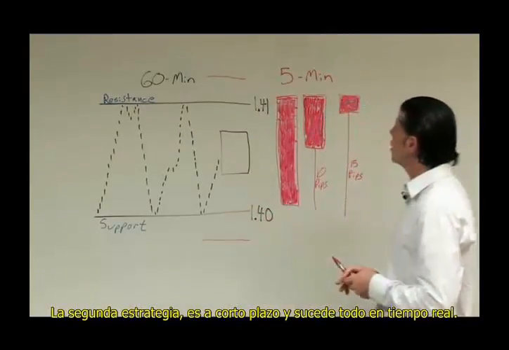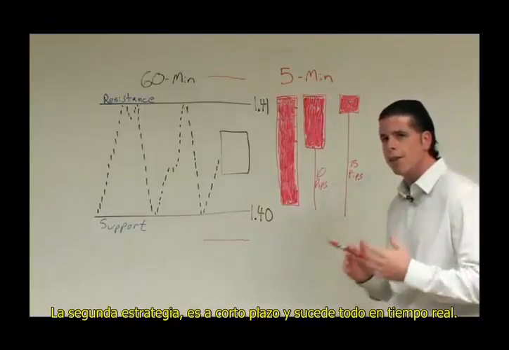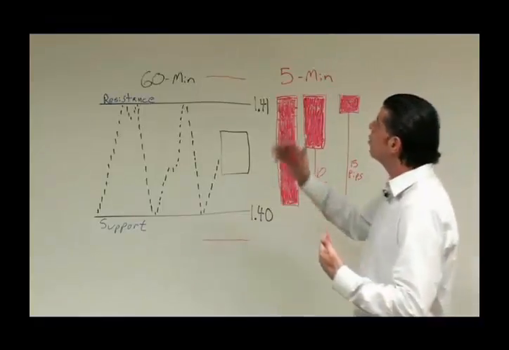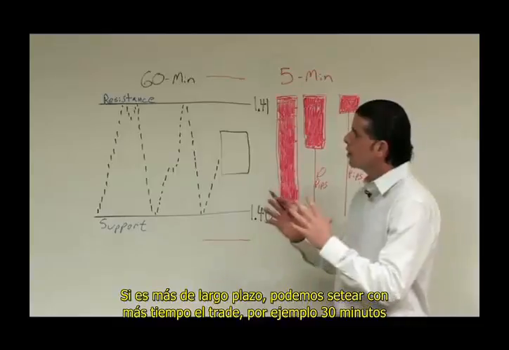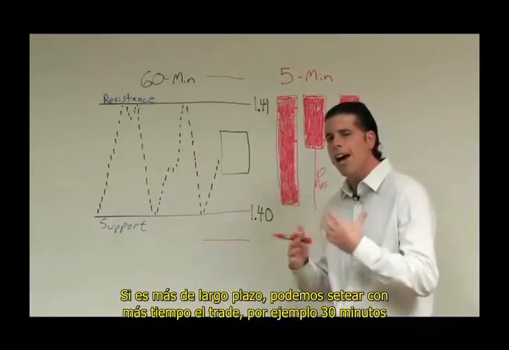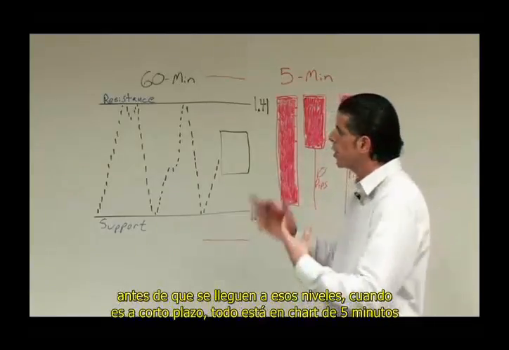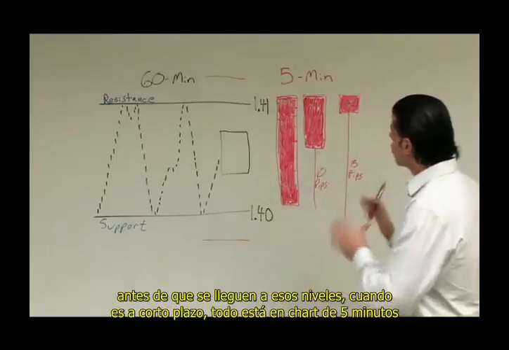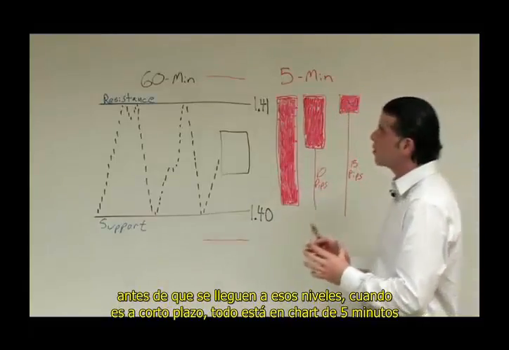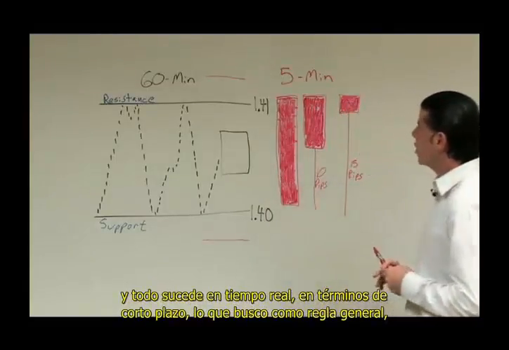Again, I just need very short-term confirmation, and there are no exact rules. Now, the second strategy, again, is more short-term, and everything is occurring in real time. With a longer-term strategy, you can set up, let's say, a half hour before, or even a few hours before. You're going to know where those levels are. On the shorter-term strategy, it's just a 5-minute chart, and everything is happening in real time.